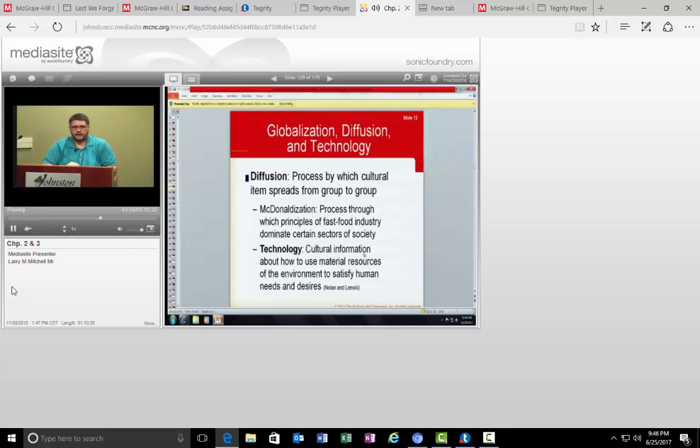Now, diffusion is how they spread, and that's really the point of Linton's article, besides the idea that we think of ourselves as unique, and in reality, we have borrowed a lot of things from other people.